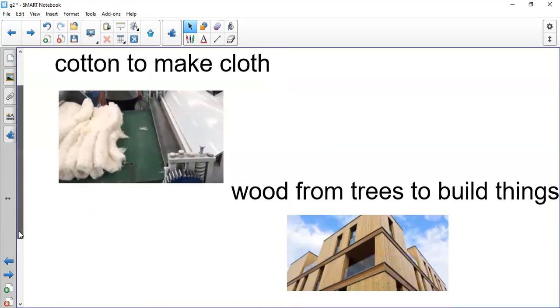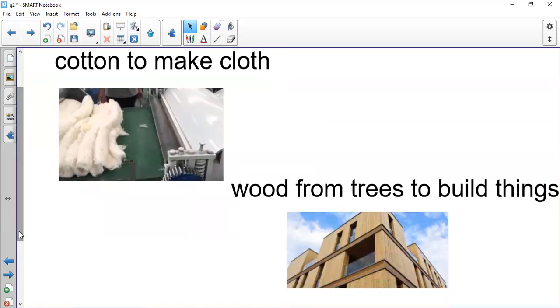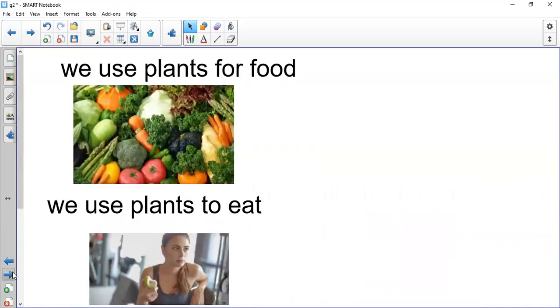What else, how can we use the plants? We get wood from trees to build things, to make doors, to make chairs, to make pencils. So where do we get wood from? We get it from trees, and trees are plants. Here it is telling you that we use plants for food. As I said, we are eating plants.